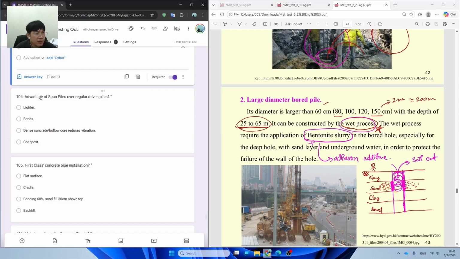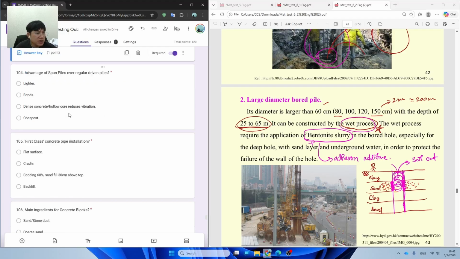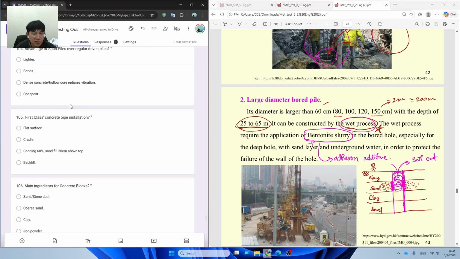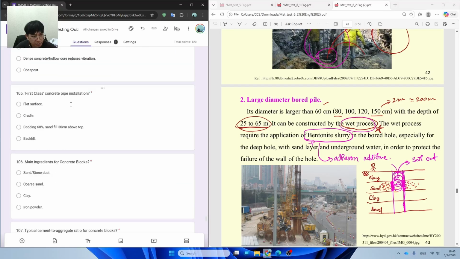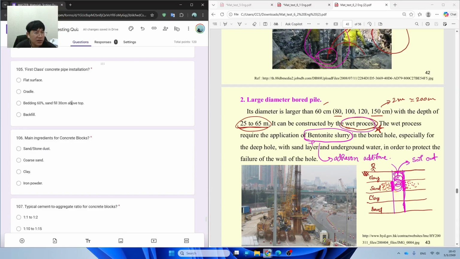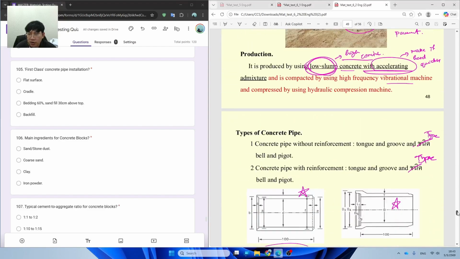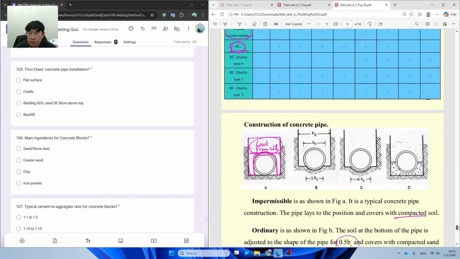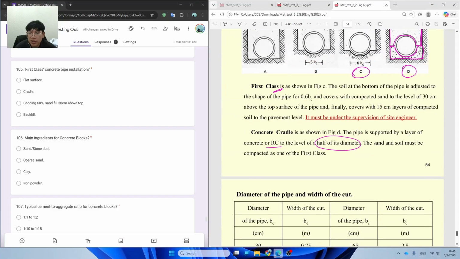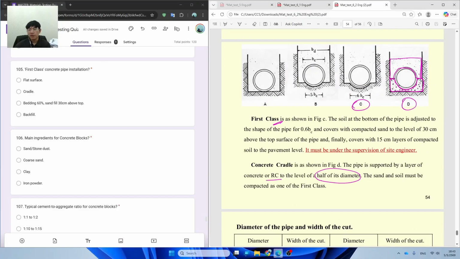And then for question 104, the advantage of spun pile over regular driven pile is just the dense concrete. It's really stiff, really hardened, and really good at resisting force. And for the first class concrete pipe installation, if we slide down to the concrete pipe, we have over here the first class, above the top, by using sand. Okay.